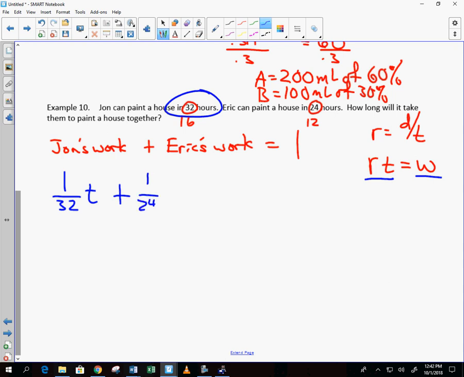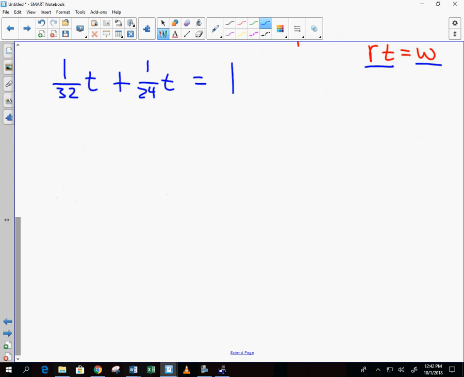1 over 24, and again, times t, because we don't know how much time it takes them working together. And that has to be equal to 1. Well, that looks pretty good. I could solve that. This is just t over 32 plus t over 24 is equal to 1. So I just have to find what? Common denominators. I think 32 and 24 both multiply to 96.